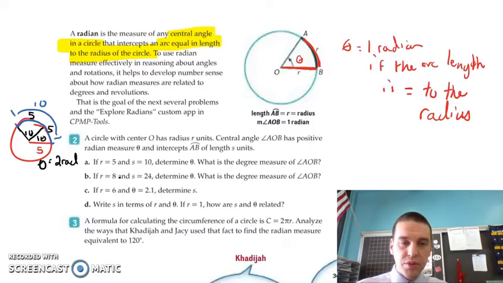What about r equals 8? So the radius being 8 and s being 24. Well, in that case, we're going to have 24 divided by 8 because we want to know how many radians there are, and there's 3.